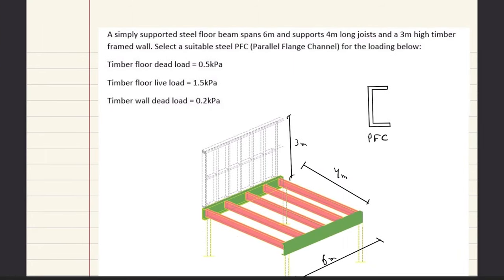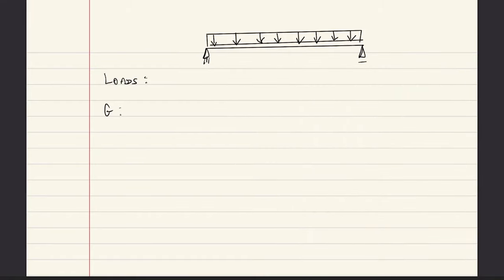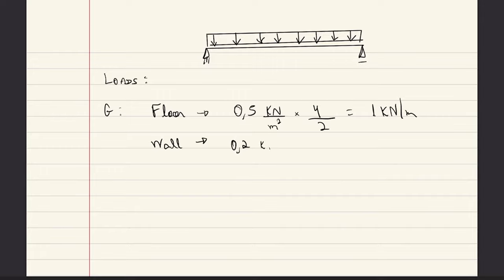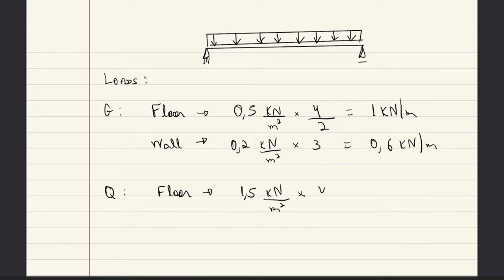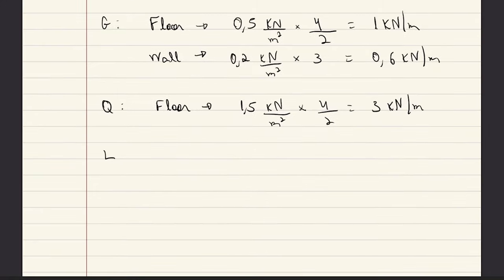So for the floor, the dead load is 0.5 kPa times half of the joist span, and for the wall it is going to be 0.2 times the wall height. So we've got a total of 1.6 kilonewtons per meter. The live load is 1.5 times half of the joist span. You will have to work out the worst case combinations for your scenario.